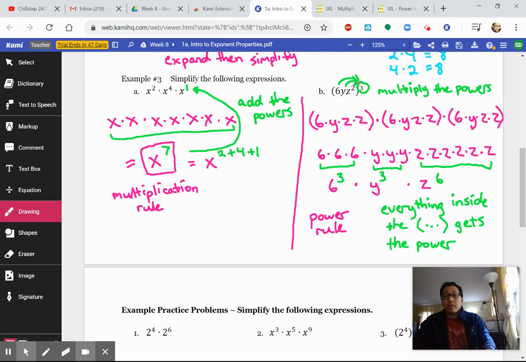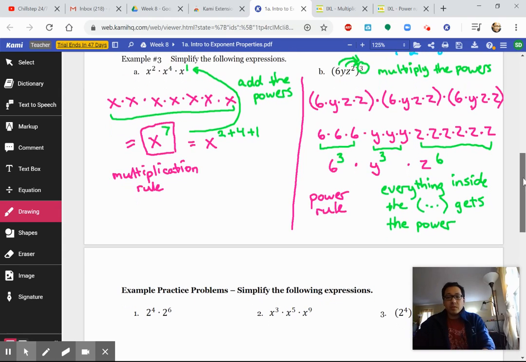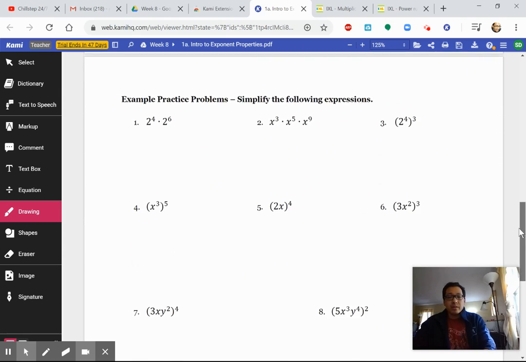Here's the power rule. I've got a bunch of stuff raised to a power. Everything inside the parentheses gets the power. If I've got one power to another power, I multiply the powers. That's the power rule. Boom, done. I don't have to write everything out. I can just use these rules to simplify these expressions.